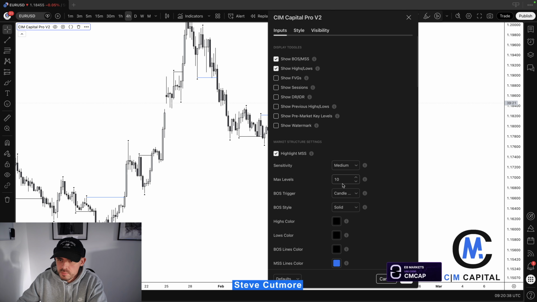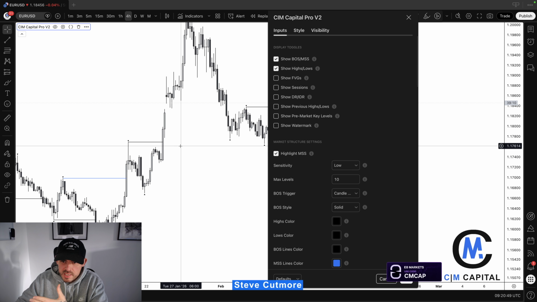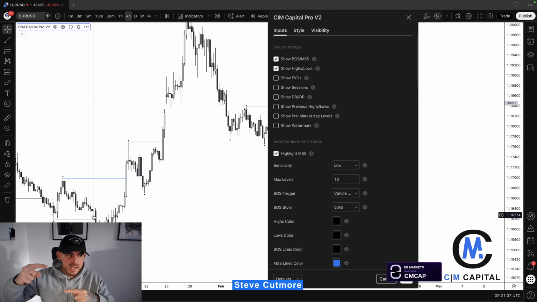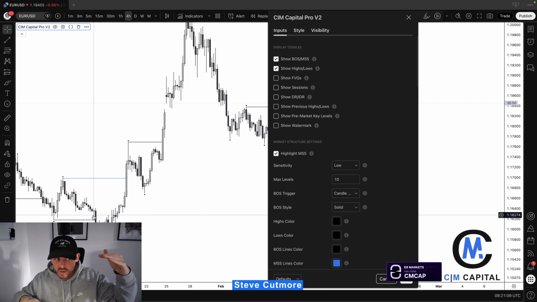If you go to medium, it's going to expand it out a bit, so it will remove some levels. It's going to be a bit more for mid-range traders. And then if we go to low, which is the best one to explain, it's going to plot the most extreme swing points, which is pretty much the main break of structure levels. These are the strongest levels, so it's going to plot out the most extreme levels, the main highs and the main lows.